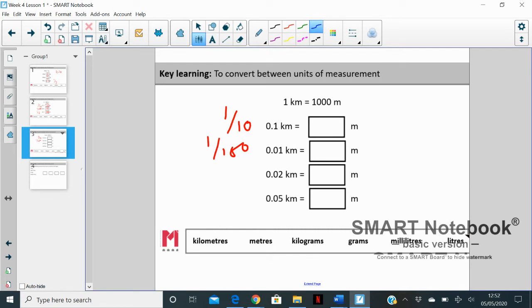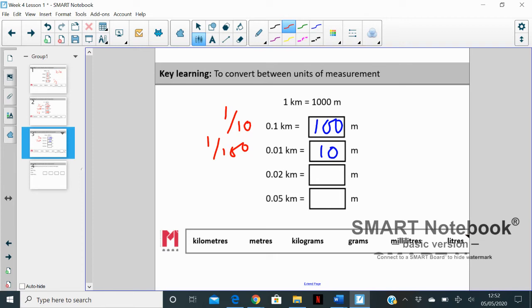So 1000 divided by 10 to find me my 10th is going to get us to 100 meters. To find 100th, to find 0.01 of a kilometer, we need to divide by 100, and that gets us to 10 meters. Okay, so if we know that a 10th is 100, 100th is 10, we can use those facts to help us solve the next two questions.